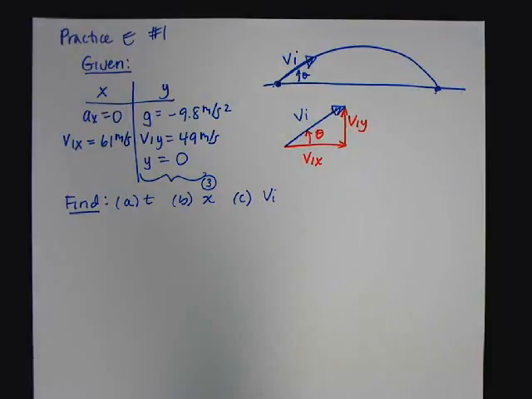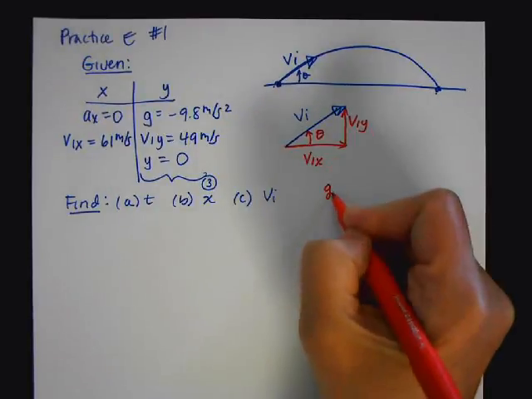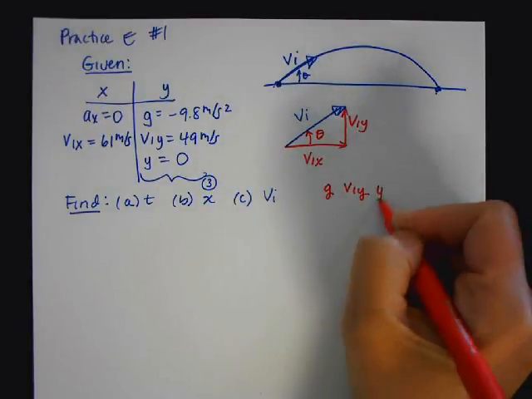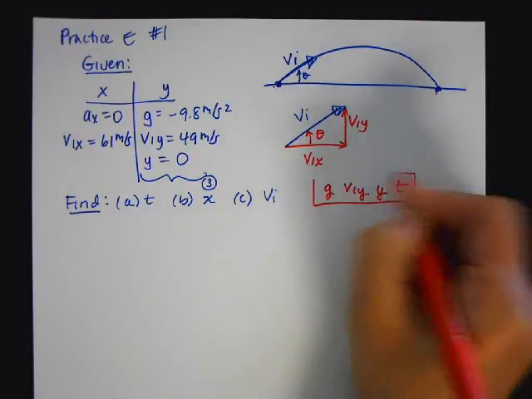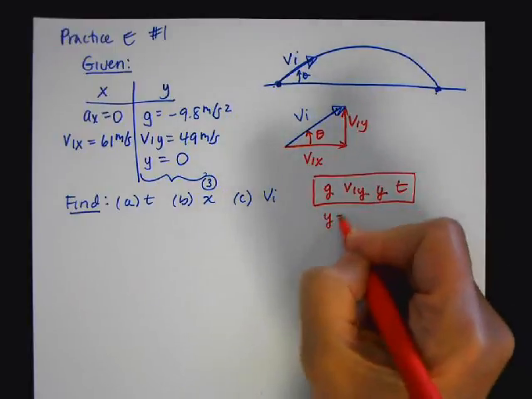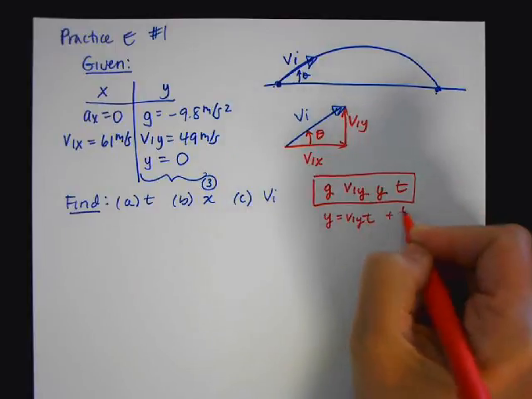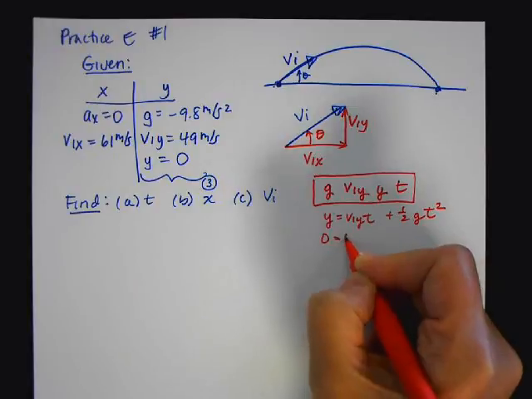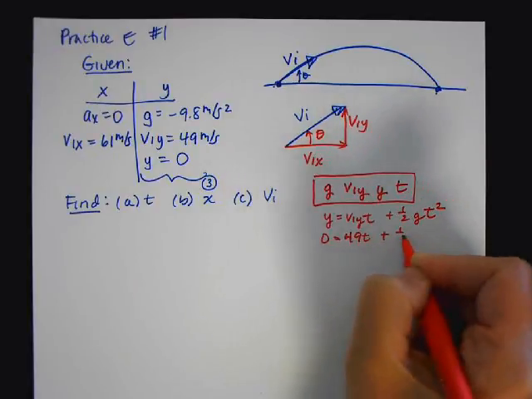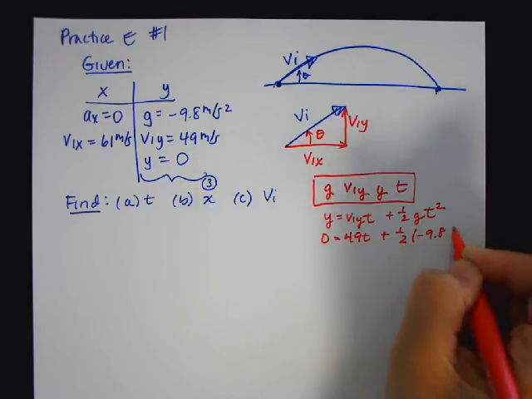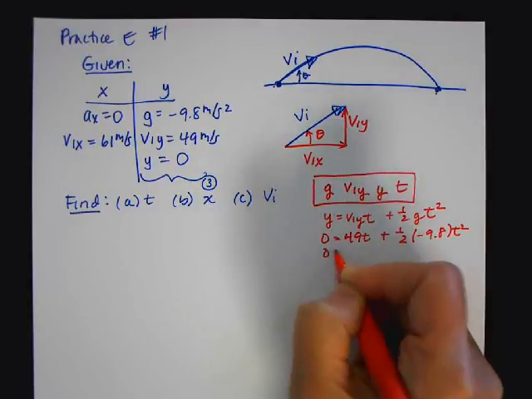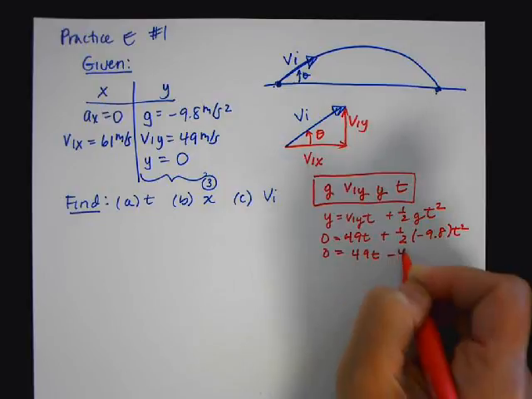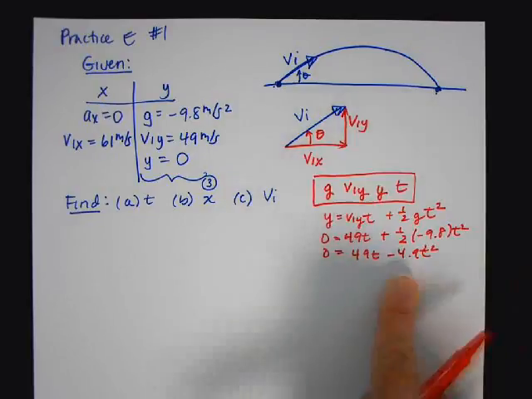So if I said I had little g, I had VIY, and I have y, and I want to find t, I would use the equation y is equal to VIYt plus 1/2 gt squared. This was 0. VIY is 49t plus 1/2 negative 9.8 t squared, so I have 0 is equal to 49t minus 4.9t squared. Now I could do this, and I could solve for t. But let's look at an easier way to do it, okay?